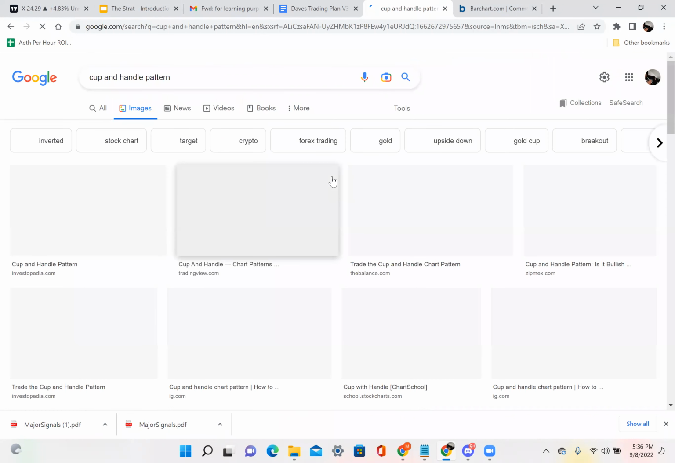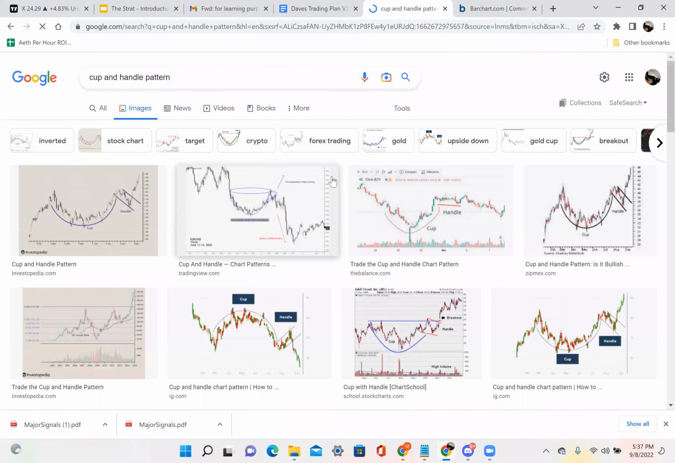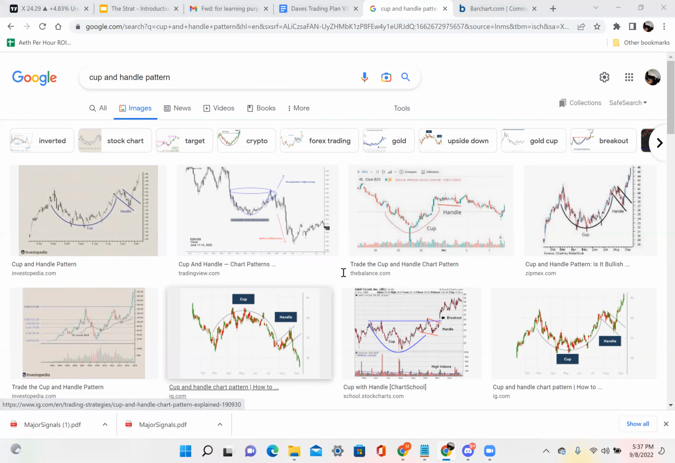While the images are loading, one thing I like to do when I look at a cup and handle, I like to look at them like frying pans or like an actual mug or cup that you drink tea out of, like this one right here, or that you may drink hot chocolate in, right?